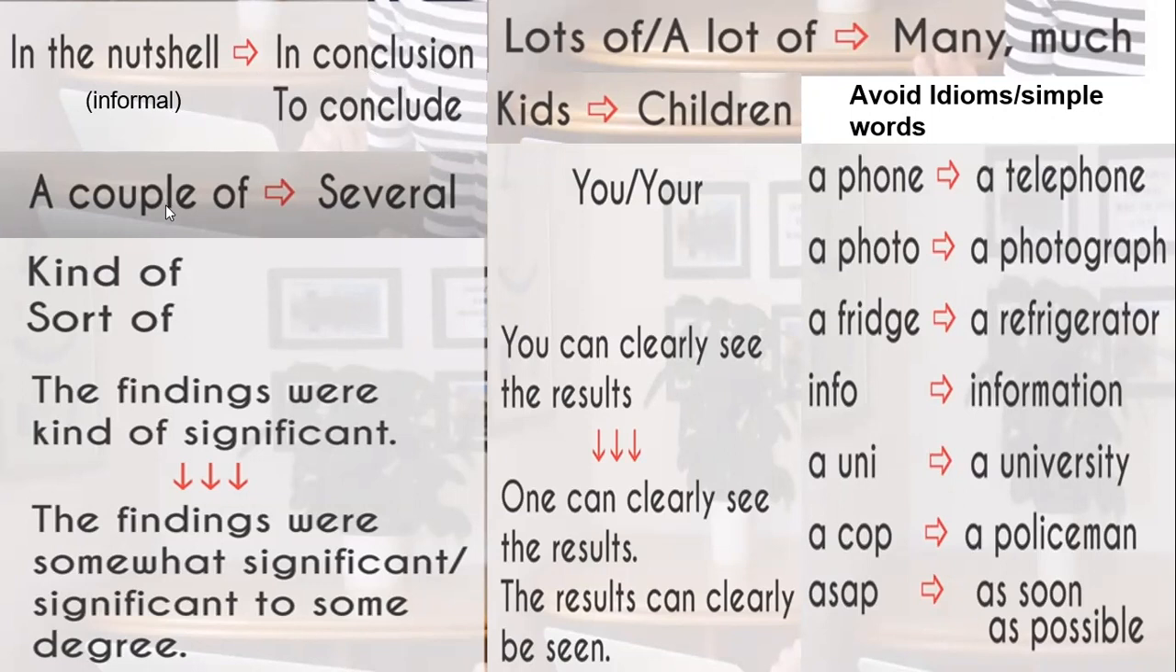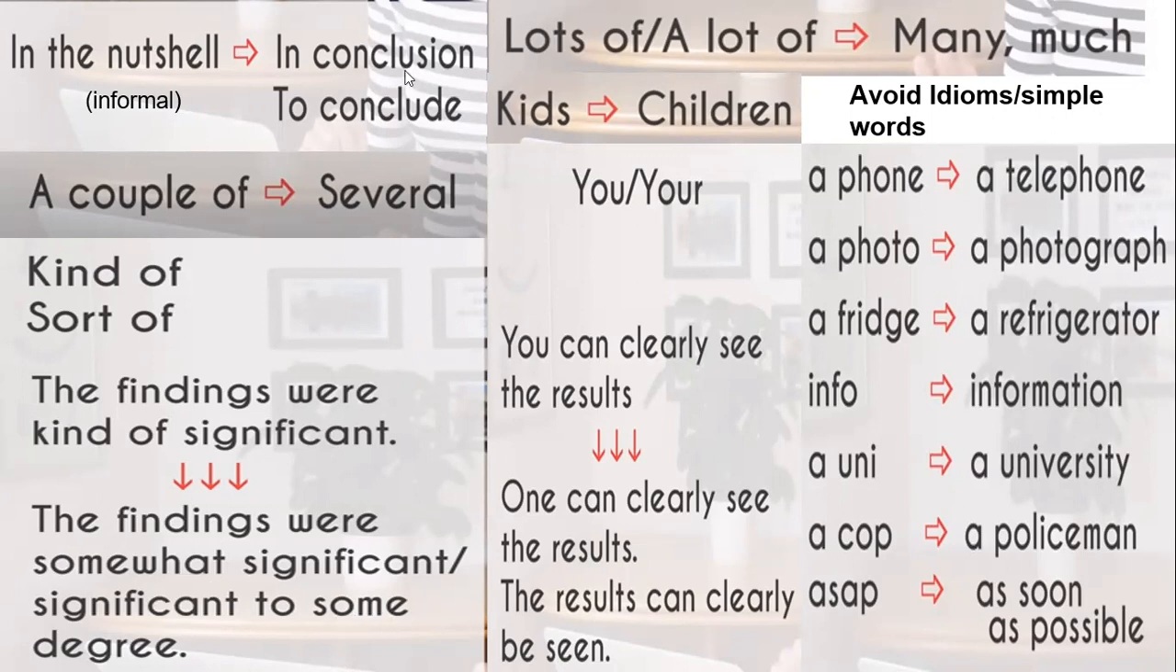Then "a couple of". Instead of "a couple of", you are going to write "several". "Kind of", "sort of": the findings were kind of significant? No. "Kind of", "sort of", no. You need to avoid it. Instead of writing it, you will go like this: the findings were somewhat significant, or significant to some degree. Somewhat, not "kind of", "sort of".